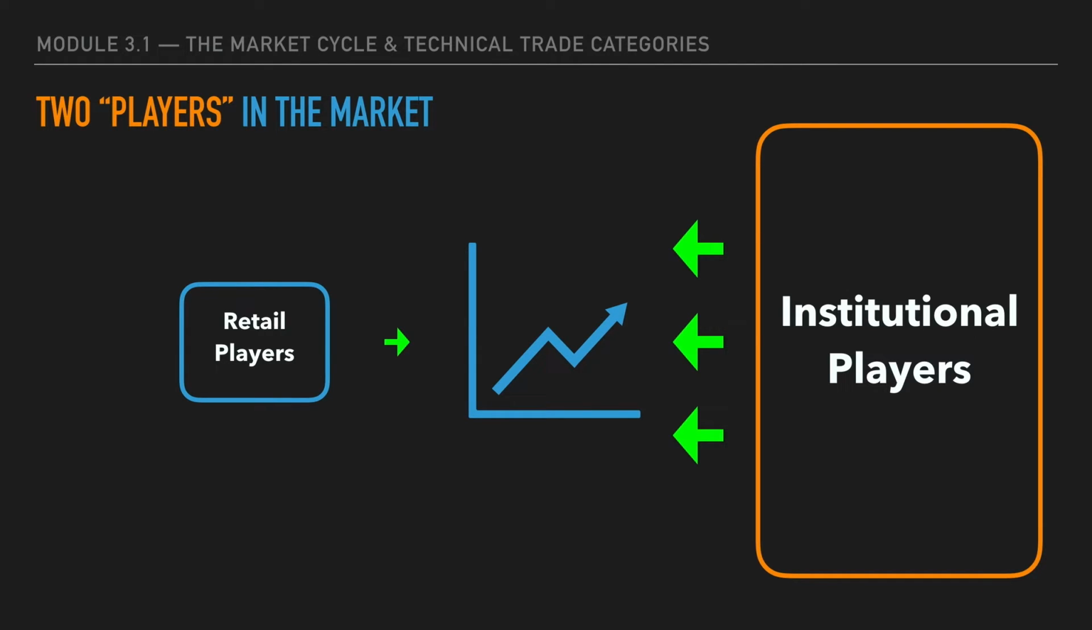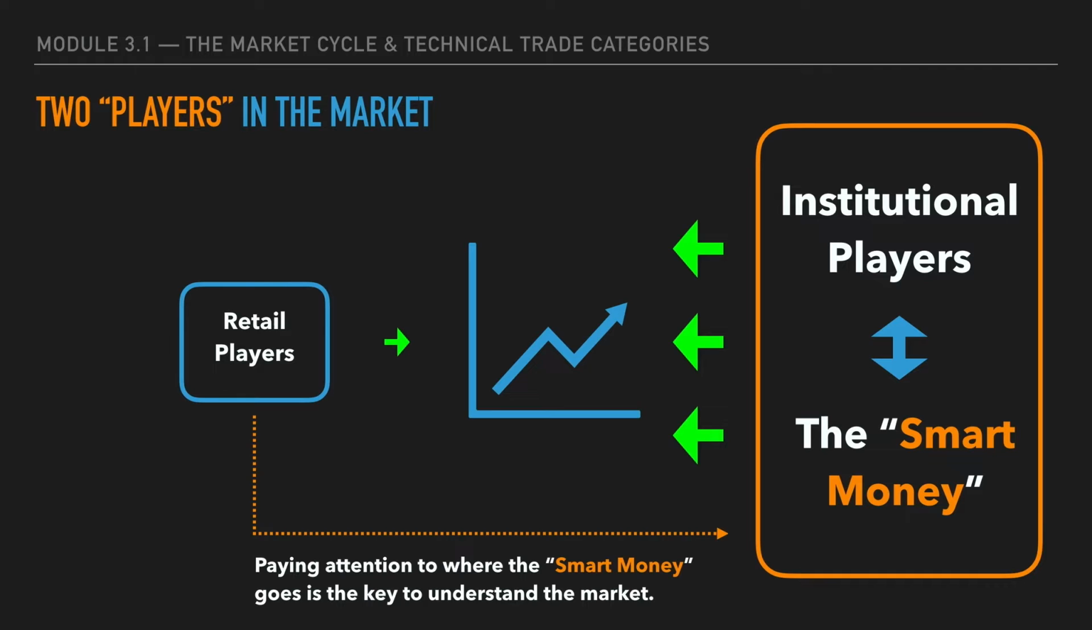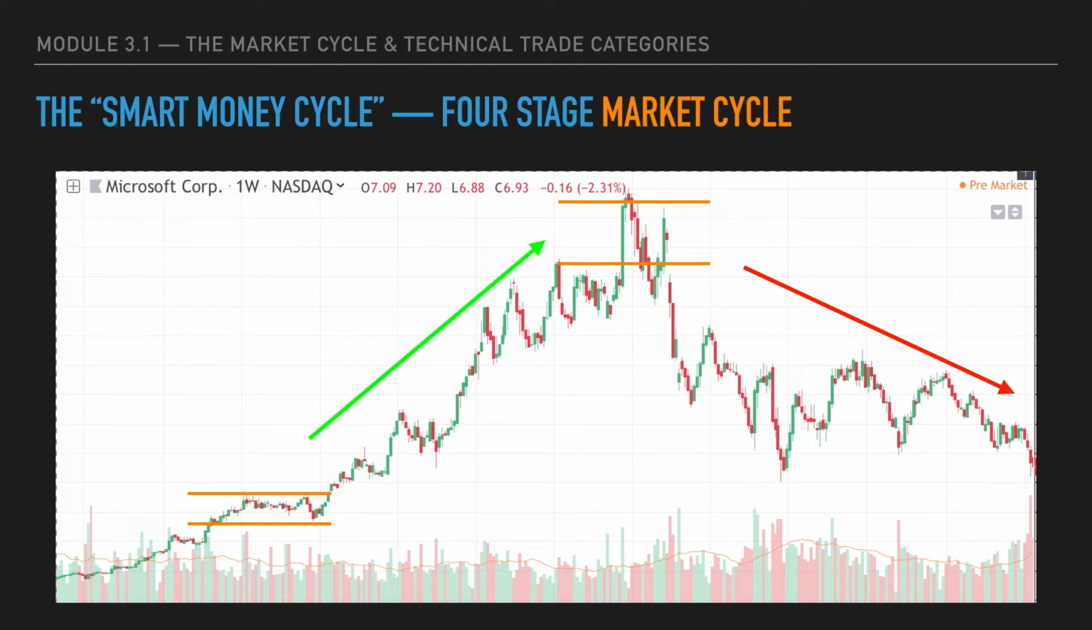Not only do they have the largest capital, but they also have the best information and the smartest people working for them to help them make trade decisions. That's why we also call them the smart money. As a retail trader, paying attention to where the smart money goes is one of the keys to understanding the market at a high level.